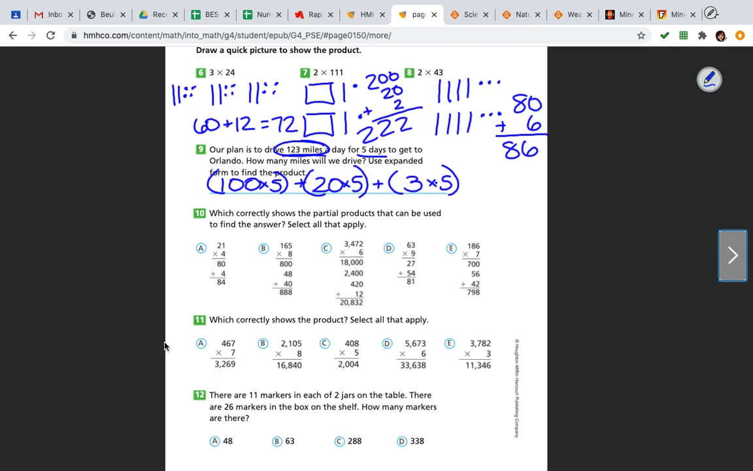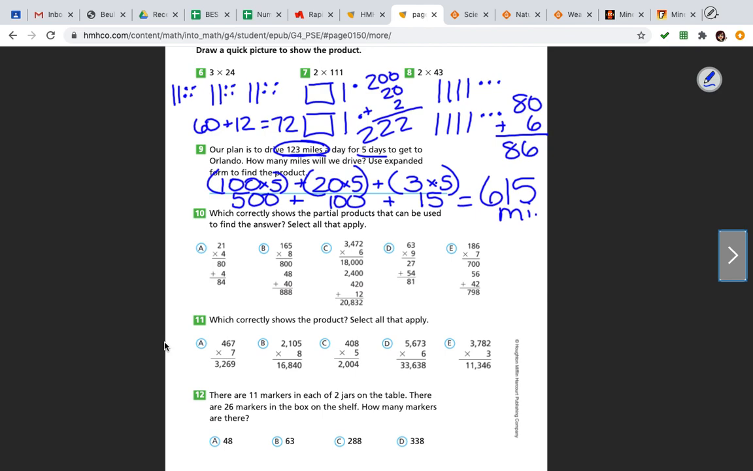So 100 times 5 is 500. 20 times 5 is 100, because 2 times 5 is 10 plus your 1, and 3 times 5 is 15. We'll add these together. 500 plus 100 is 600 plus 15, so it was 615 miles in the 5 days. So you should have already figured these out.